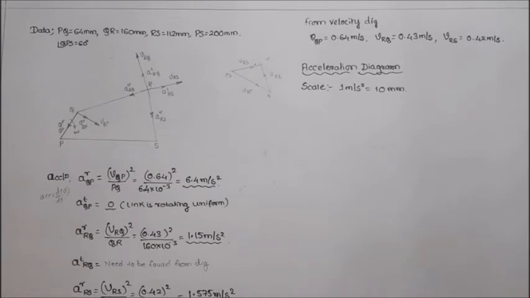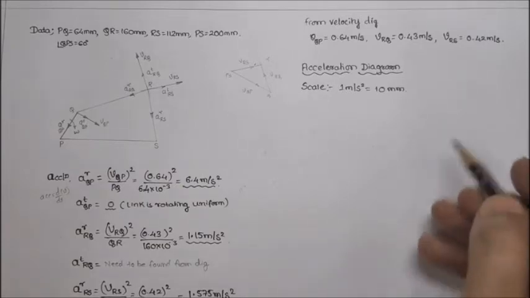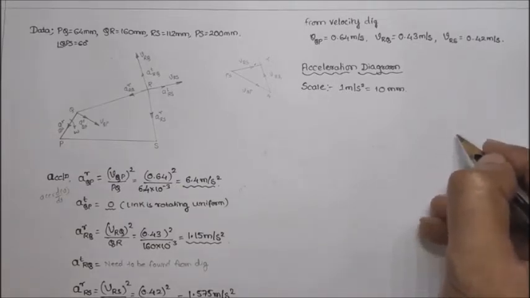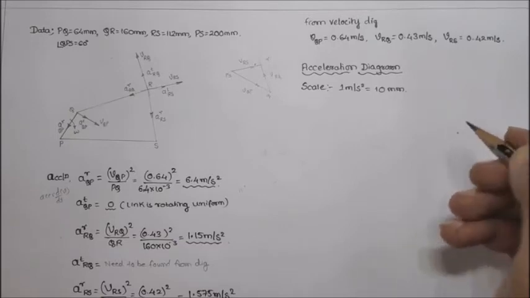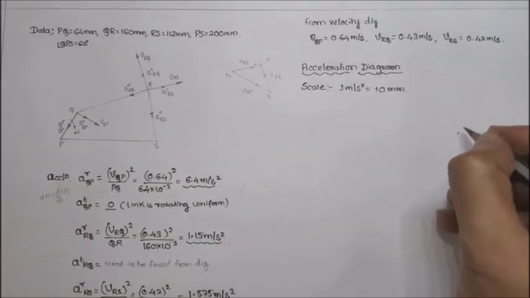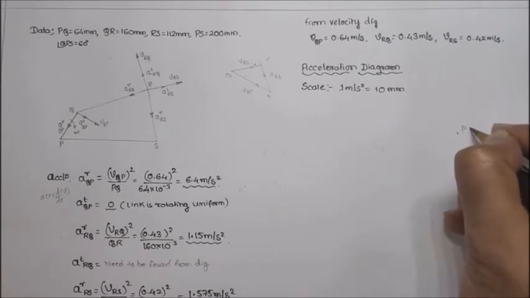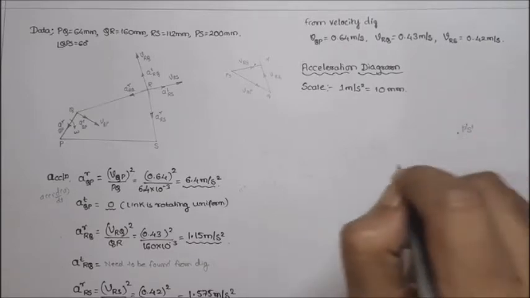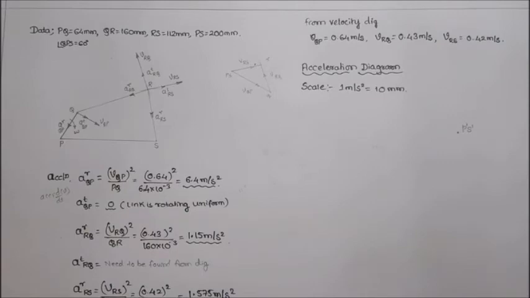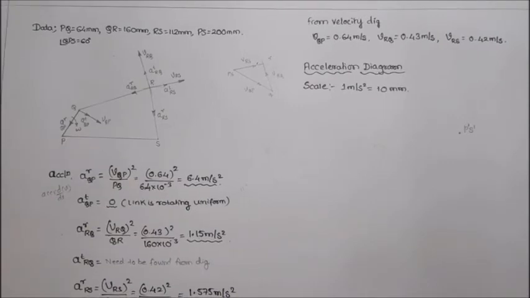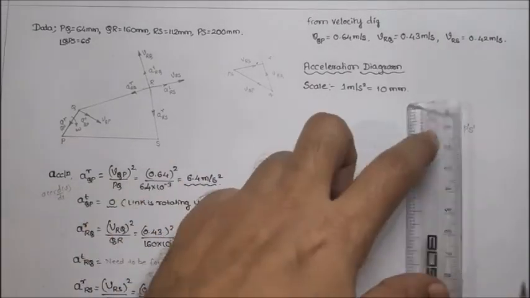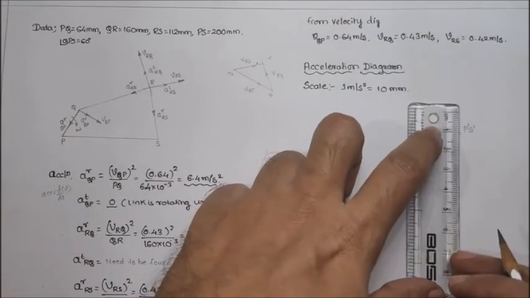So where to start? You can start at any point here. Like we have done for velocity, small p and small s, we'll denote that one p dash and s dash. This will be the starting point. Now for this again we require to draw one grid. So let me draw a grid which we have been following.